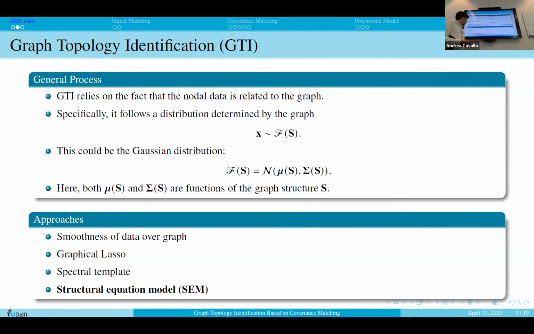There are also other kinds of assumptions on F. For example, with smoothness, they let the signal be smooth on the graph. For graphical lasso, they want to estimate the precision matrix based on the sample covariance. And for spectral templates, they assume the eigenvectors of S are the same as the eigenvectors of your sample covariance. And here, what we're going to talk about is the structural equation model, or SEM.